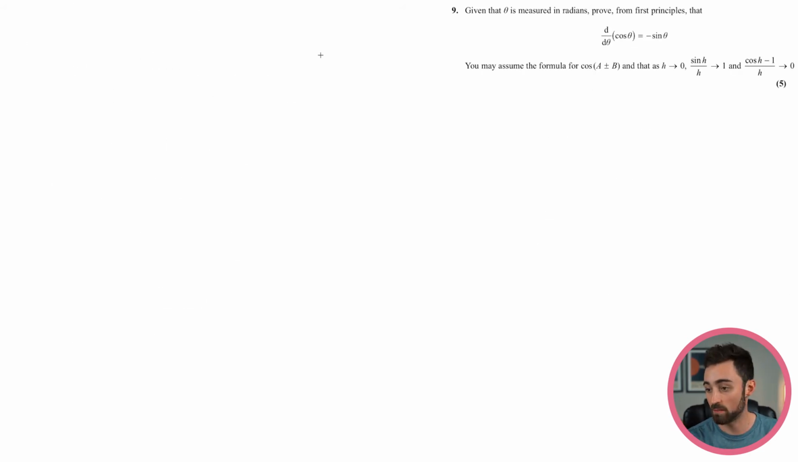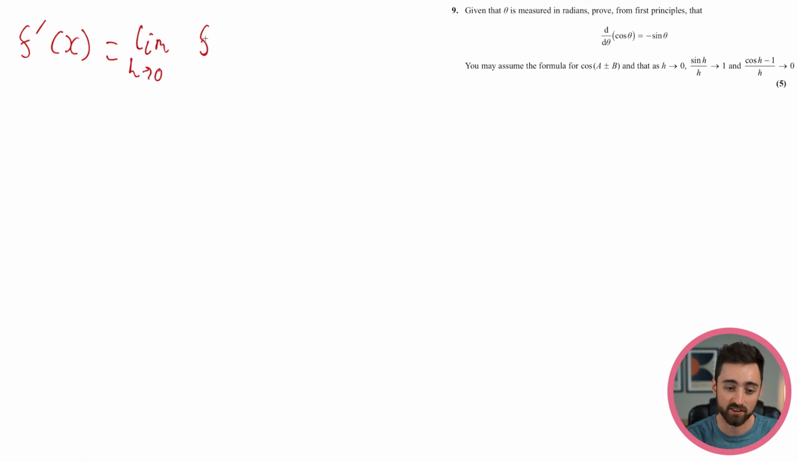Okay, it looks like we've got a bit of a quicker one for question 9. So it says, given that theta is measured in radians, prove from first principles that the derivative of cos theta is minus sine theta, essentially. Okay, so the first thing that we should really note here is what differentiation from first principles is. So it basically tells us that the derivative of f of x is the limit as h tends to 0 of f of x plus h minus f of x, all divided by h.